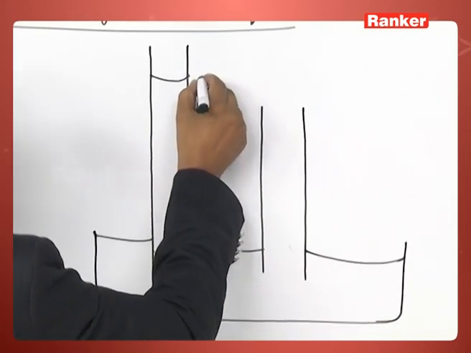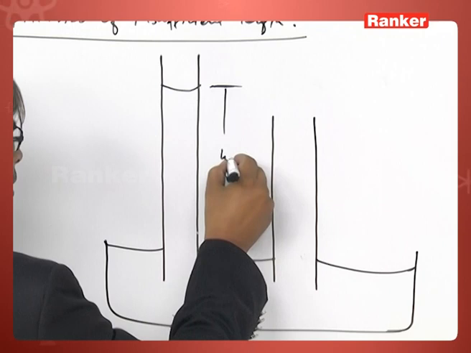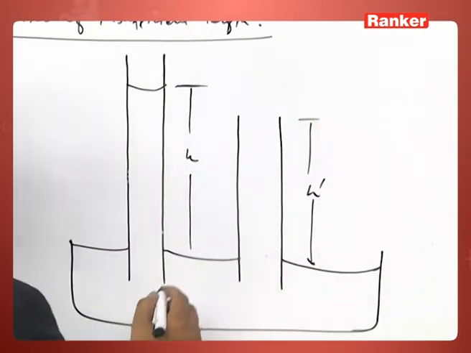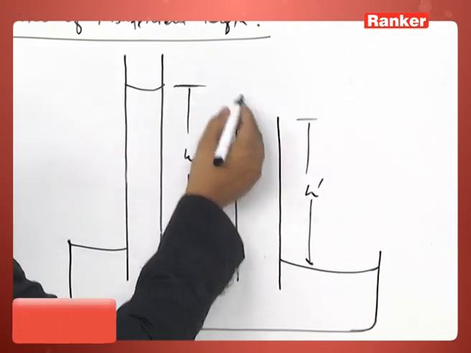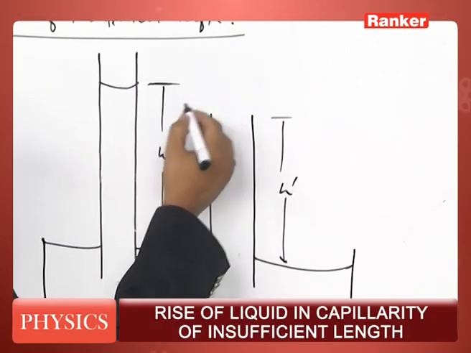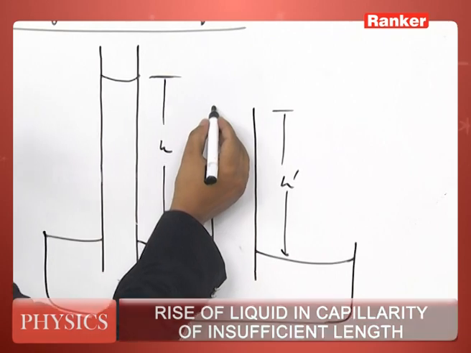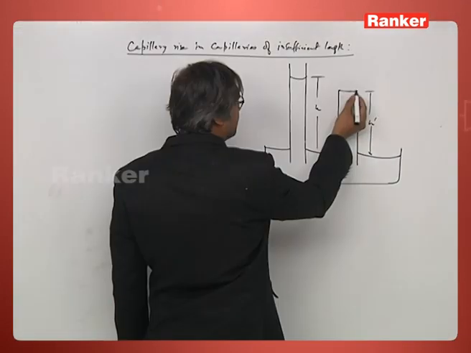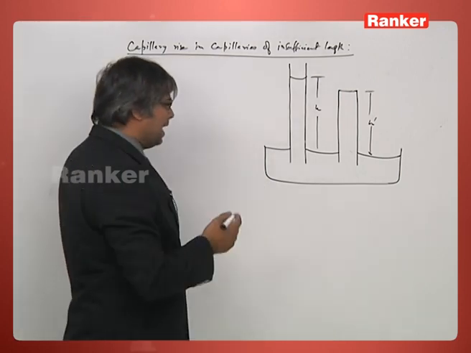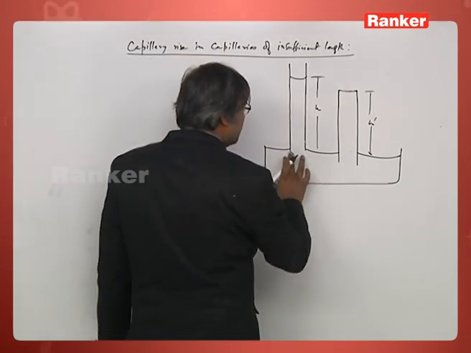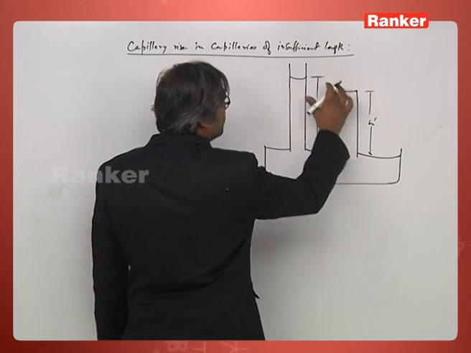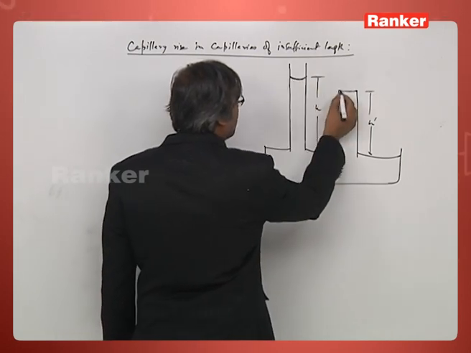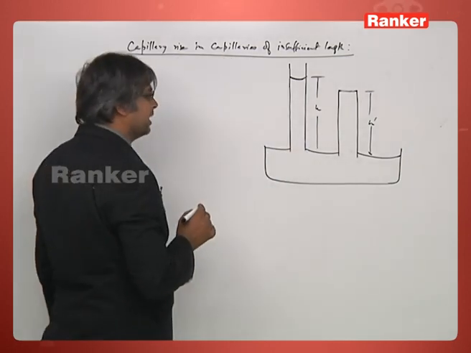So this is my capillary rise h and my insufficient length is h dash. So what will happen? Will there be an automatic fountain? The answer is no. The capillary will rise up to here only. What will happen? You see, the meniscus will get modified. So let us come to the formula of the capillary rise.